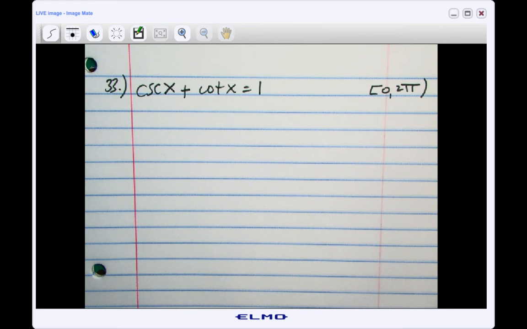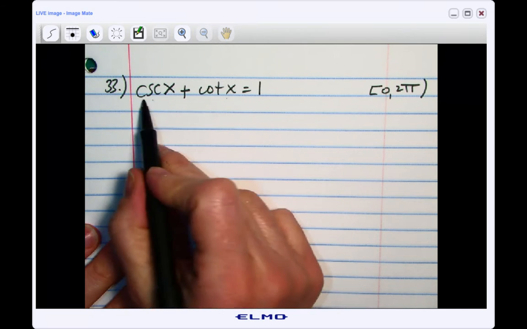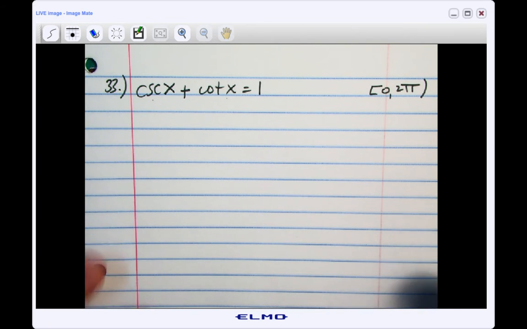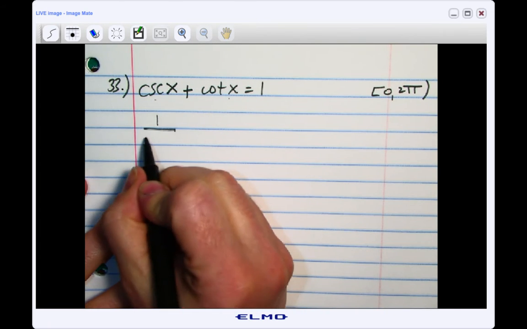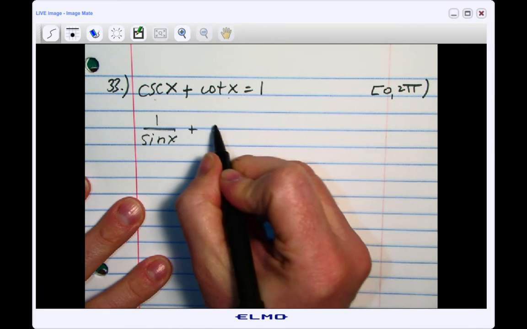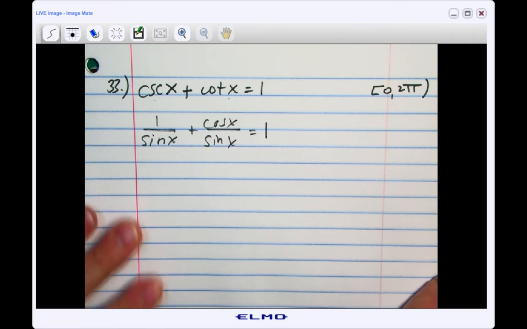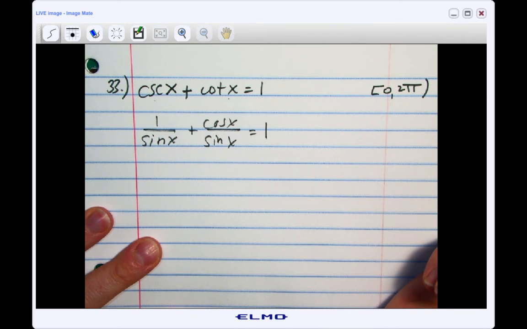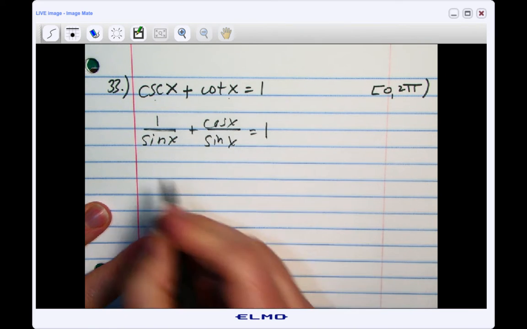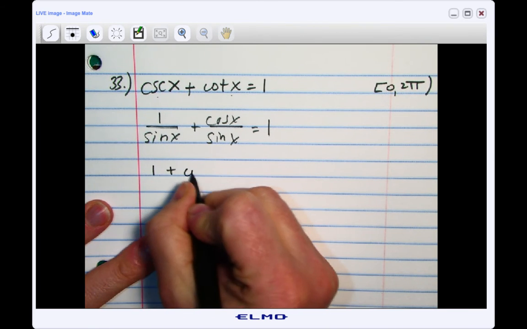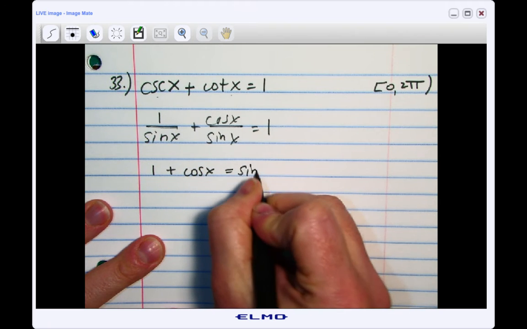So for this one, I don't really know how to solve it as is particularly. None of the strategies that I've talked about in the past seem to work for this one, so I'm going to try to get these to be like something I can work with here. So I'm going to change this one to 1 over sine x and this one to cosine x over sine x is equal to 1. And then I guess, what would I do from here? I guess I would multiply through by sine x. There's a couple ways we could go, but I'm just going to multiply both sides by sine x.